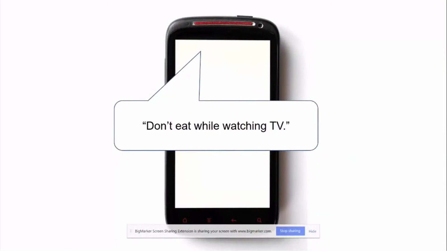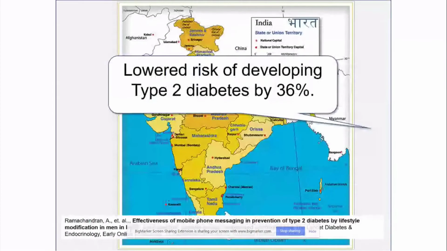And at the end of 2 years, they looked at the one group that got the traditional classroom instruction on what to do and what not to do for diabetes, and the group that got these messages sent out over time. And they found out that the group that got the messages over time reduced the likelihood of developing type 2 diabetes by 36%. And that's a completely behavioral disease. Well, not completely, but highly controllable through behavior.